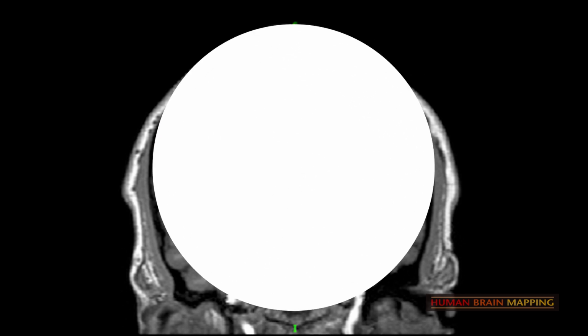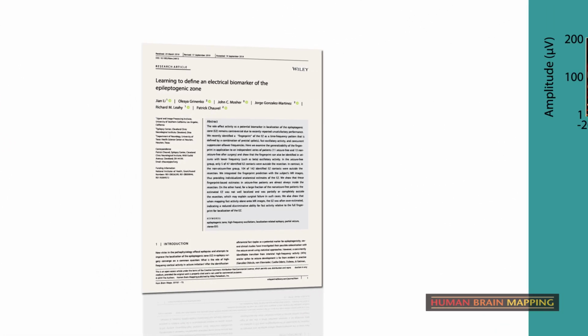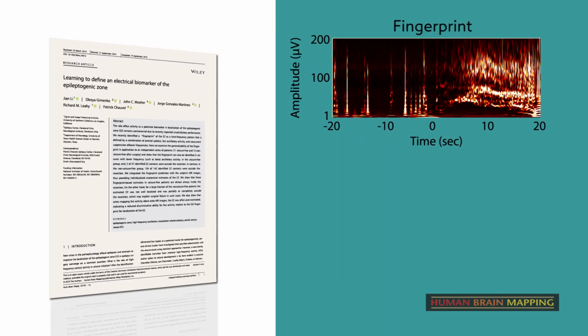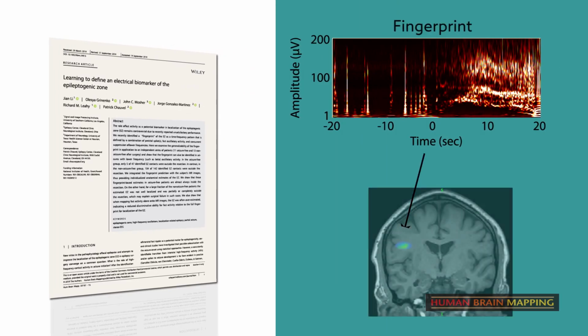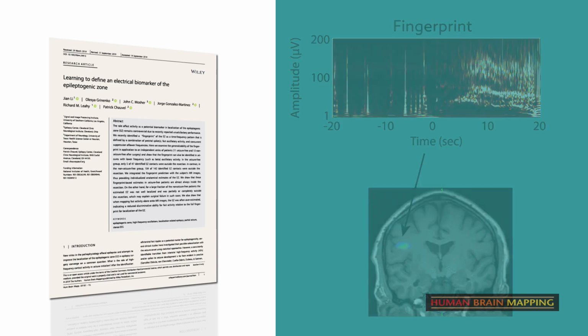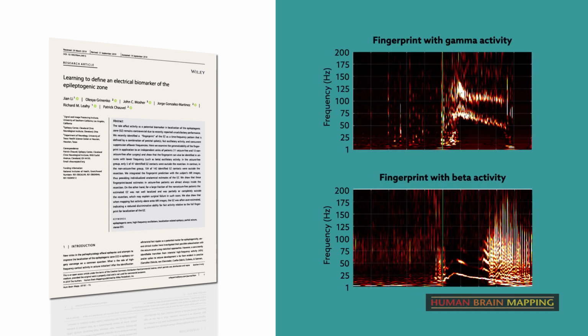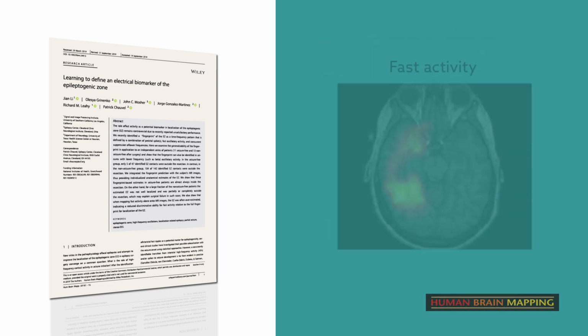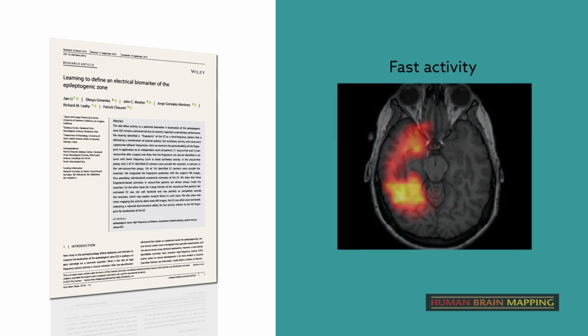A new paper published in Human Brain Mapping examines how a different marker or fingerprint can be used to accurately identify the epileptogenic zone, whether this fingerprint can be seen in different types of brainwaves, and finally, how the method compares to using fast activity.